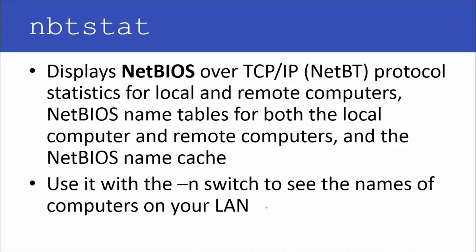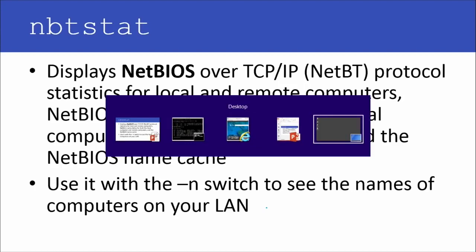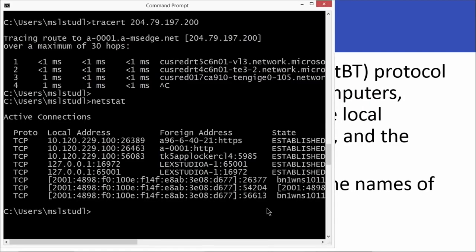NBTstat is a command that's going to display NetBIOS over TCP/IP statistics for local and remote computers, NetBIOS name tables, and then also the NetBIOS name cache. If you use it with the -n switch, rather, separate it and type NBTstat space -n, then you can go ahead and see the names of all the computers on your local area network that you've communicated with. So if we head back over to the command prompt, let's try that out.